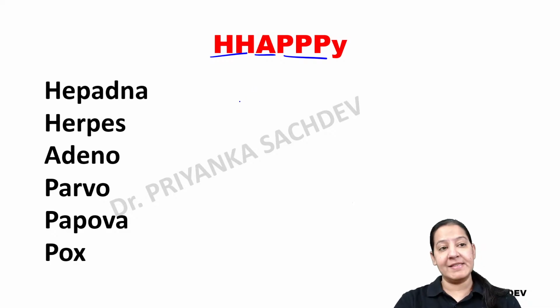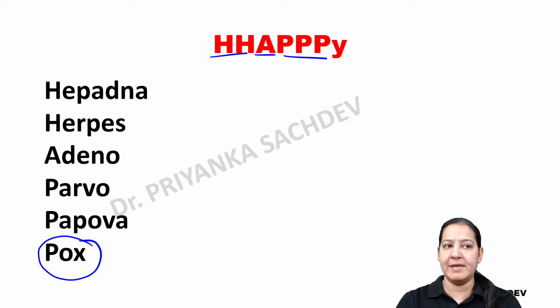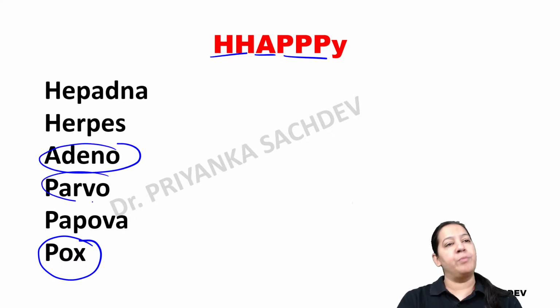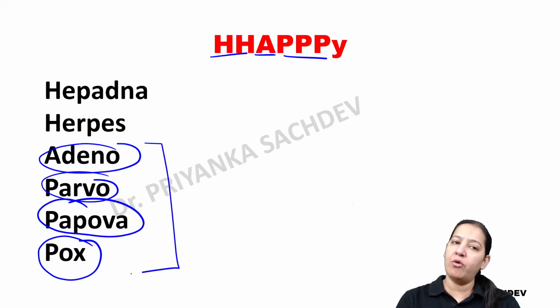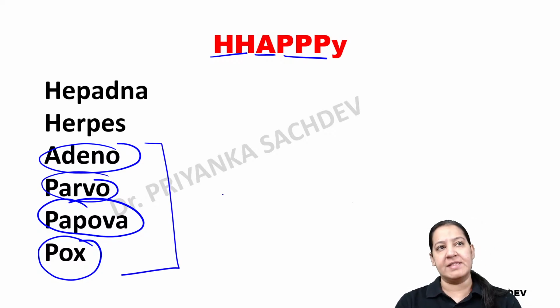Till yesterday's lecture, the first DNA virus which we covered was pox virus. After that, I moved to adenovirus. After that, I moved to parvovirus. And after that, I completed papovavirus. So those who are old students already know that we have completed 4 of the 6 DNA viruses. Now, Hepadna and herpes DNA virus is remaining. After that, I have to start RNA viruses today.